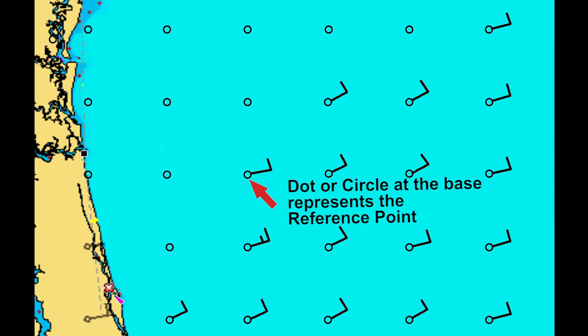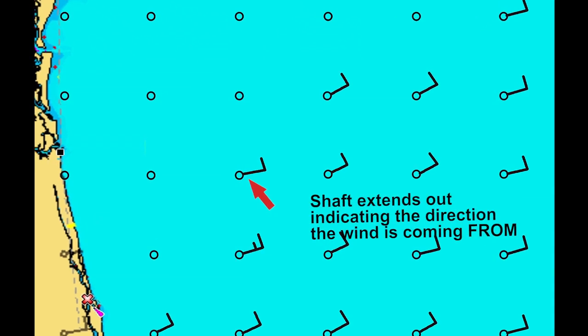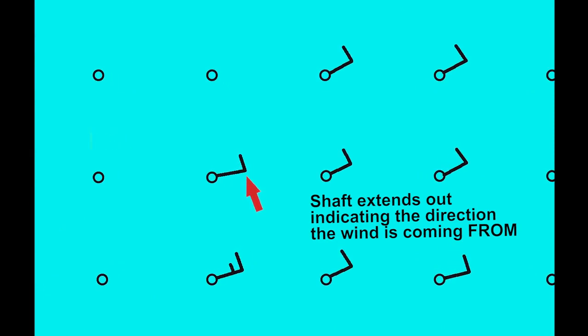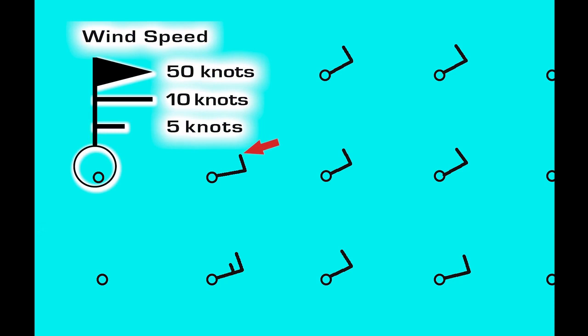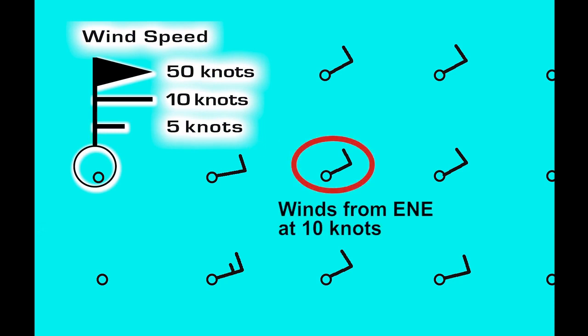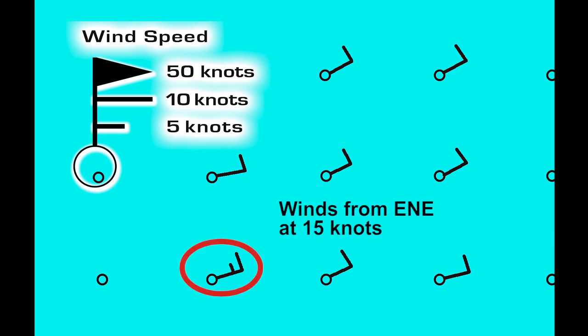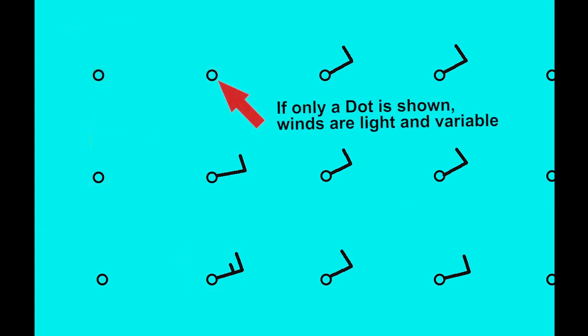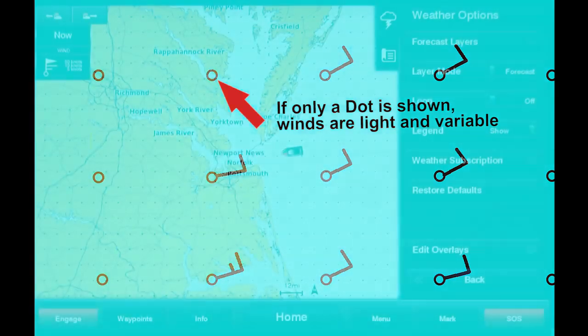The dot or circle at the base represents the reference point, and the shaft extends out, indicating the direction the wind is coming from. The markers at the end of the shaft indicate the wind speed. In this particular image, we are looking at winds from the east-northeast at 10 knots. And this symbol represents winds at 15 knots, also from the east-northeast. If only a dot is present and no shaft or markers, then winds are considered light and variable.